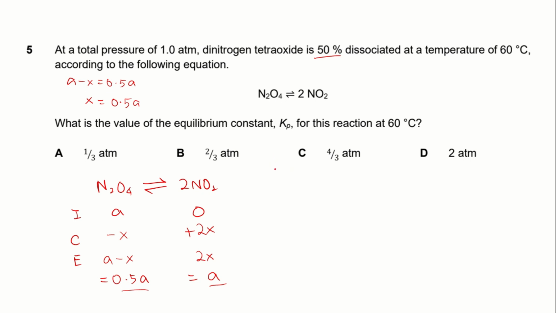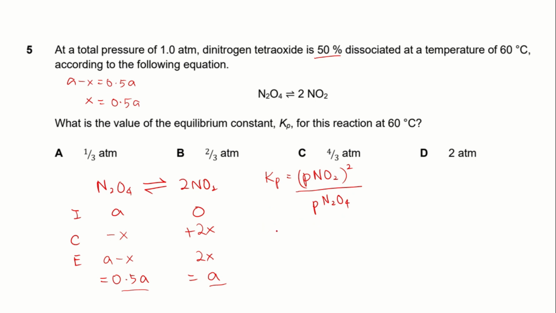Okay, now let's also write the Kp expression for this equilibrium, because we are supposed to find the value for the Kp. So Kp is the partial pressure of the product, PNO2, squared, because of the 2 here, divided by the partial pressure of the reactant, N2O4. This would be my equilibrium constant expression.